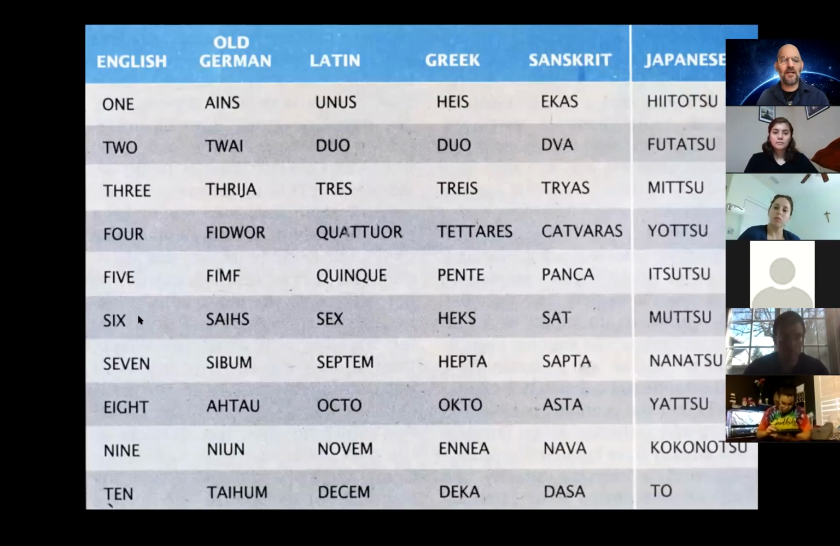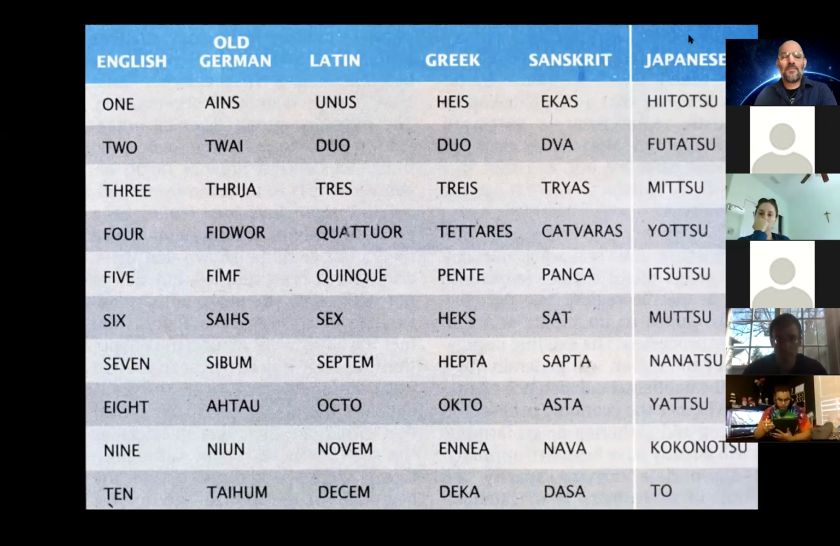Okay, so let's take a look at some of those similarities. Here we have a list of what we call a cognate list. All of these are attempting to look at whether these words are cognates, or words that come from common ancestral words in each one of these languages. So look at the comparison here. We have English, Old German, Latin, Greek, and Sanskrit, and then Old Japanese on the right. And notice the line, and you'll see why that line is there.